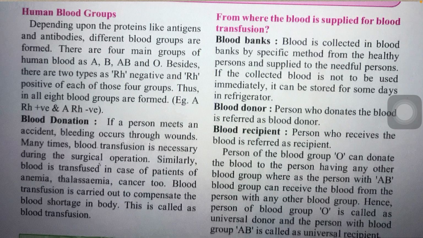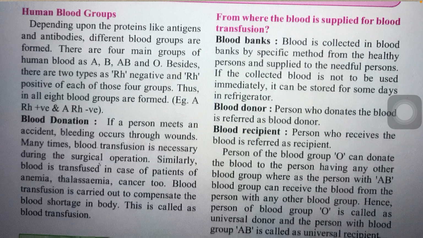Now we will be learning about human blood groups. Depending upon the proteins like antigens and antibodies, different blood groups are formed. There are 4 main groups of human blood as A, B, AB and O. Besides, there are 2 types as Rh negative and Rh positive of each of those 4 groups.